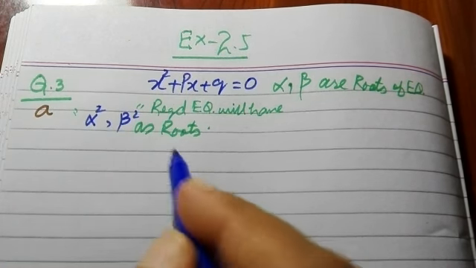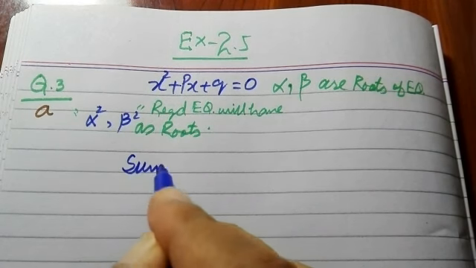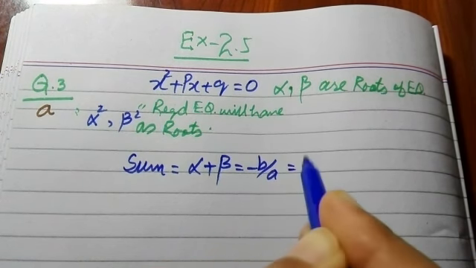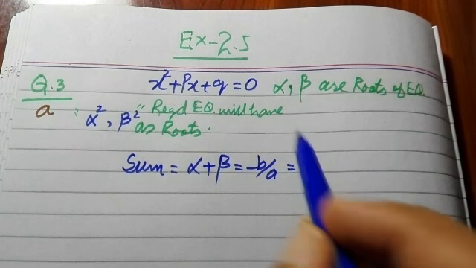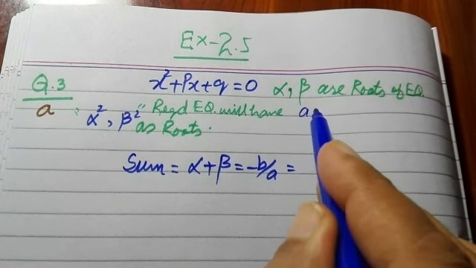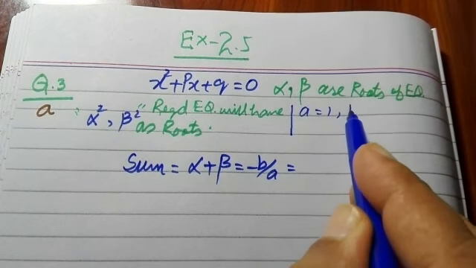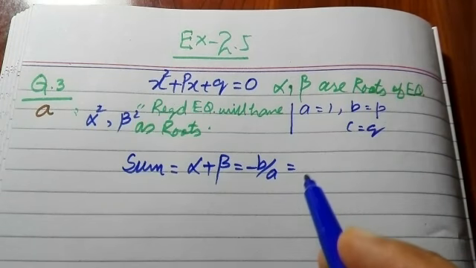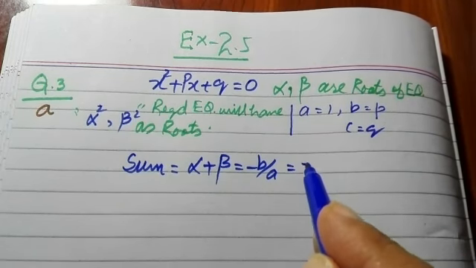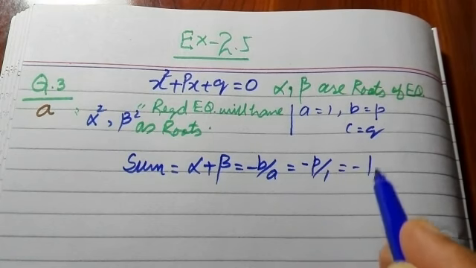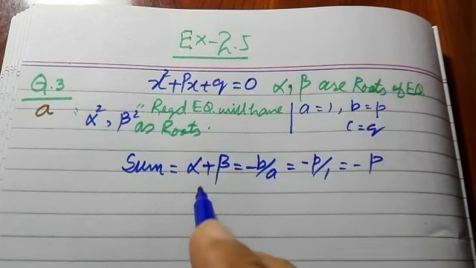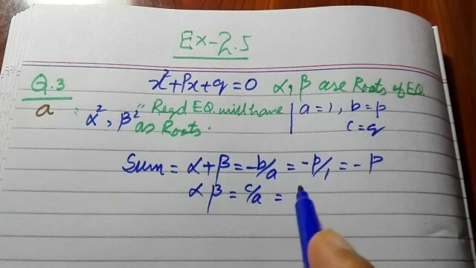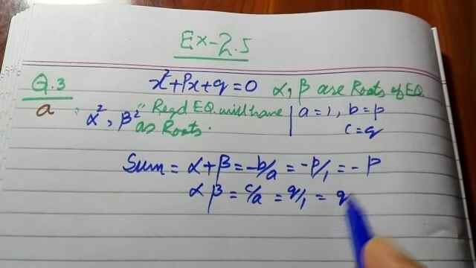We will find the sum of roots by using the formula alpha plus beta is equals to minus b over a of the given equation. So according to the given equation, you will see that a is equals to 1, b is equals to p, and c is equals to q. So by using the formula, we would write minus p over 1, that is minus p. This will be the value of alpha plus beta, and alpha beta will be c over a by formula. So it will become q over 1, that is equals to q.